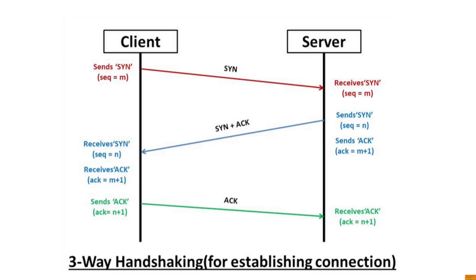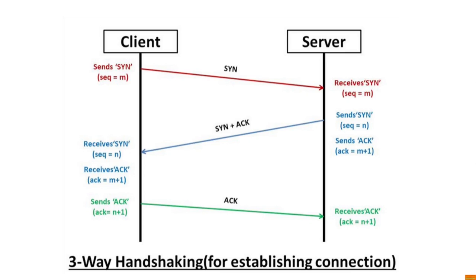Let's focus on the three-way handshake shown here. The client begins the connectivity by sending the TCP SYN packet to the server. The packet contains a random sequence number, for example here it's M, that indicates the beginning of the sequence numbers for data that the client should transmit.